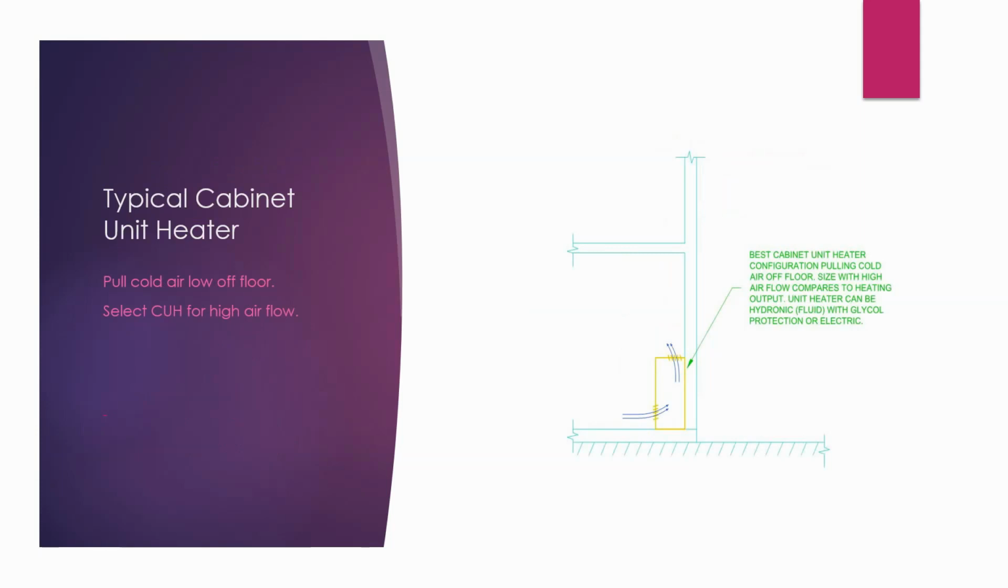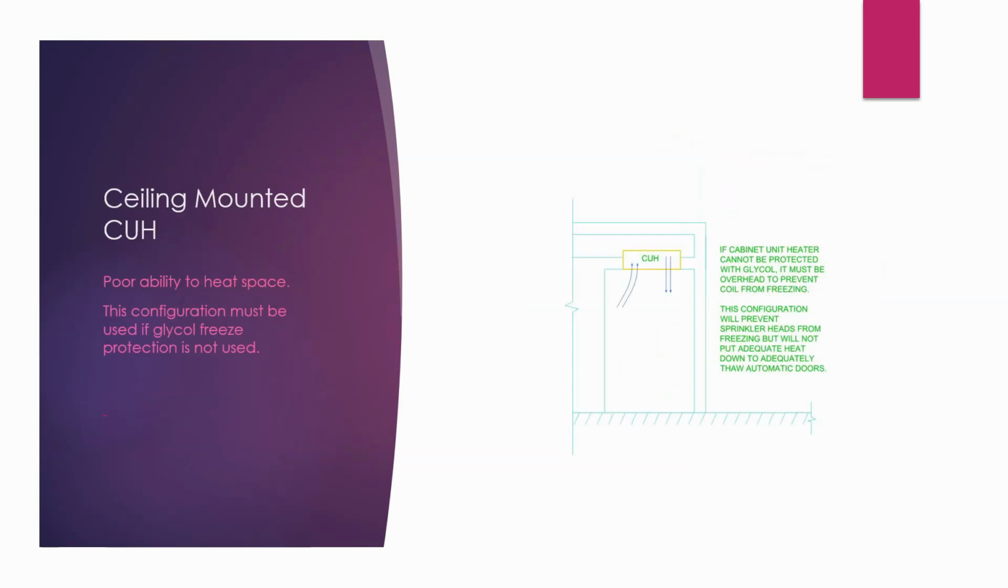So here's an example of that cabinet unit heater, pulling air off the floor low and blowing it up into the air. So here's a ceiling mounted cabinet unit heater, and these things don't work very well. They don't give you a comfortable entry. They will keep the sprinkler head from freezing. But for instance, if you had an automatic door, they would not keep that automatic door from freezing. And you'd have continuous issues with your automatic door during cold weather.